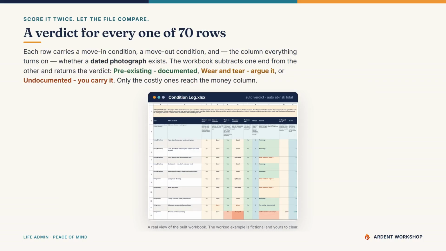But the heart of it is the condition log. 70 rooms, fixtures, and surfaces. You score each one on the day you move in, and you record whether you have a dated photograph of it. Then on the way out, you score the same 70 rows again. Same rows, same order, same angles. And the workbook does the thing a checklist never can. It compares the two ends.